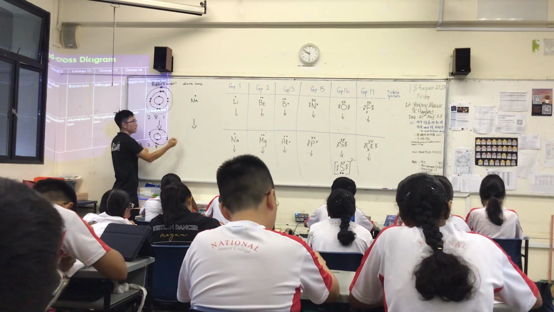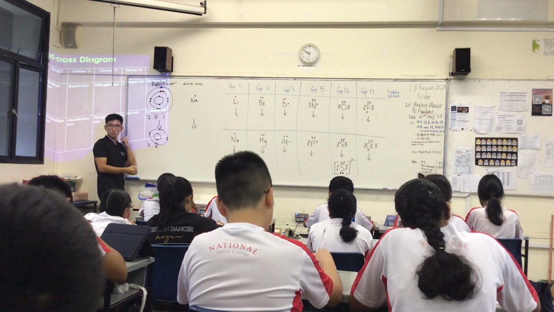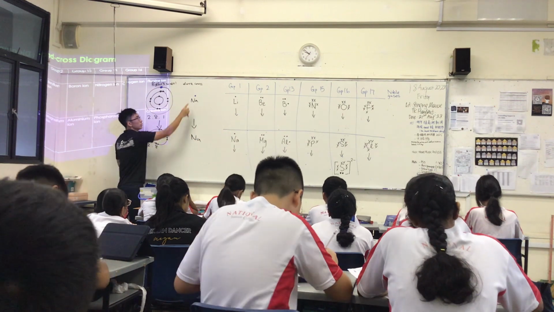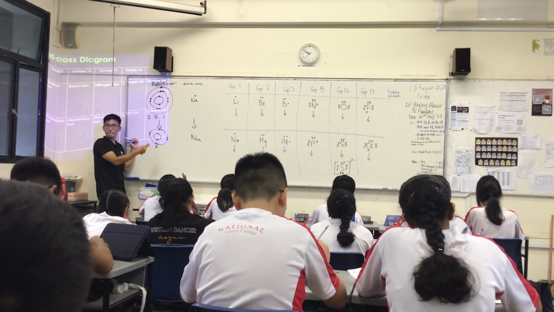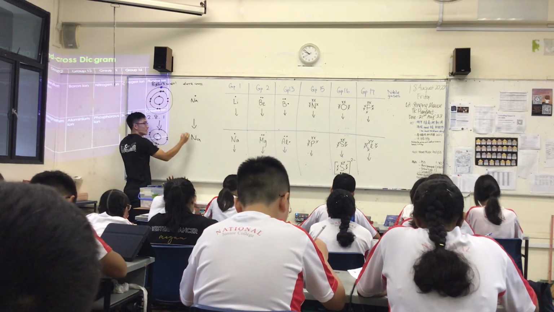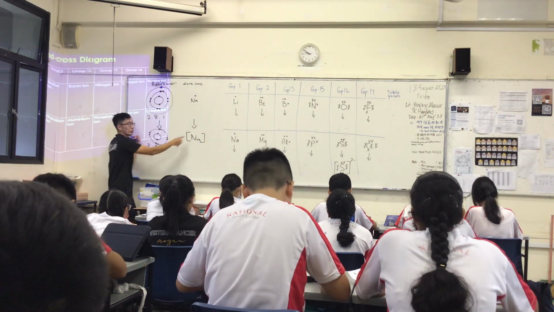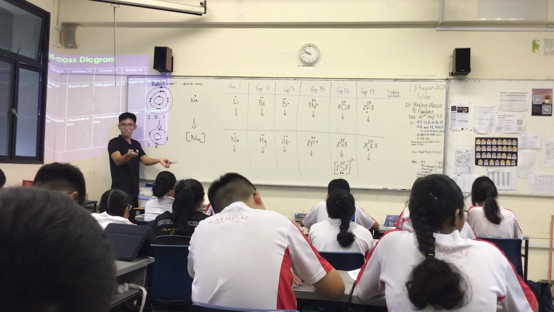How do we represent it in dot and cross model? All we need to do is Na. Notice that it has lost the electrons, right? So if it has lost it, then it's lost it. It has lost its outermost electron. So I don't need to draw this dot anymore because it's gone.